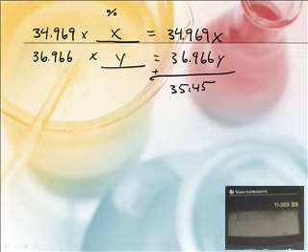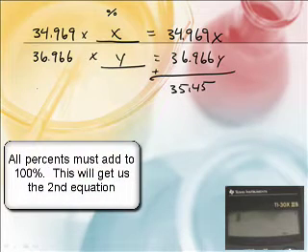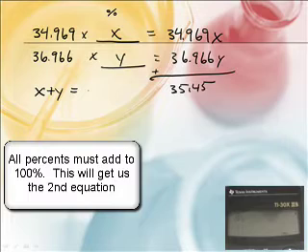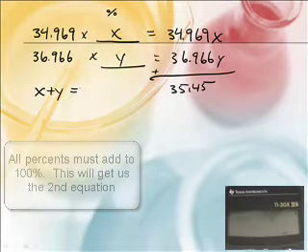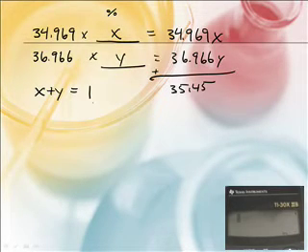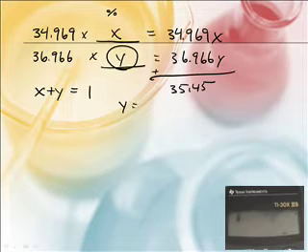The percentages have to add up to 100, so X plus Y has to be 100. Except we don't write them as percentages, we write them as decimals, so the decimals will always add up to 1. Now we have two equations and two unknowns. Instead of having Y, Y is equivalent to 1 minus X.